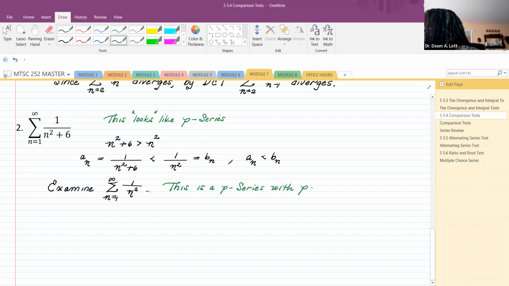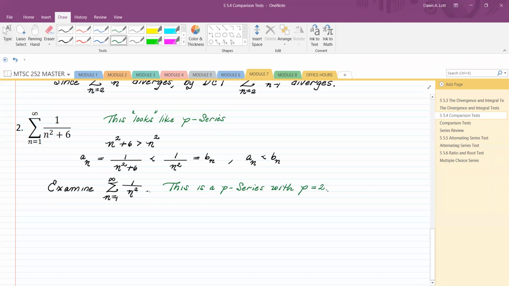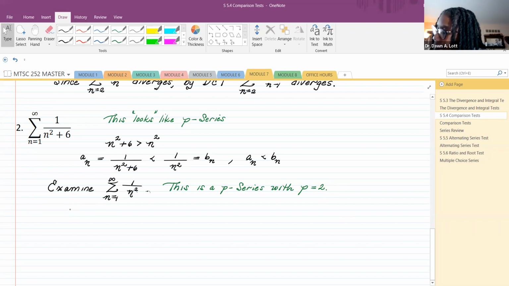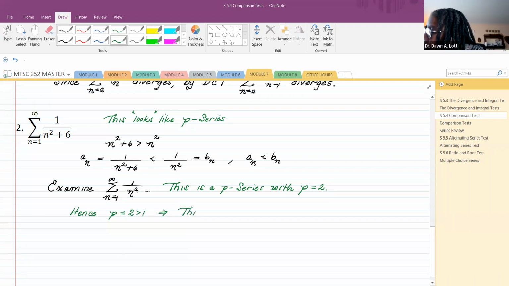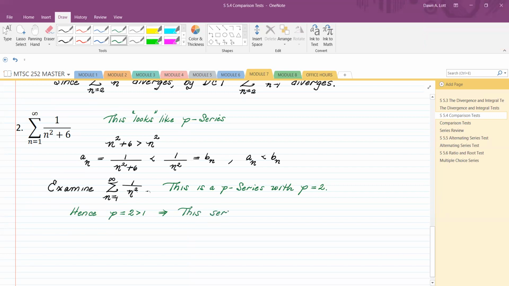And what is P? 2. P is equal to 2. Okay, so what do we know about that then? We have P is equal to 2. And what's the criteria? Malcolm gave it to us earlier. Malcolm, can you tell us what the criteria was? When P is above 1, it converges, and when P is at 1 or less than 1, the series diverges. Okay, so this series converges. Thank you.